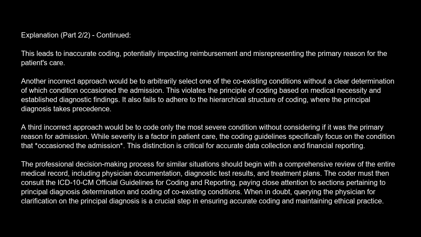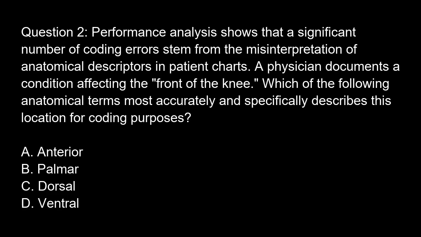The professional decision-making process for similar situations should begin with a comprehensive review of the entire medical record, including physician documentation, diagnostic test results, and treatment plans. The coder must then consult the ICD-10-CM official guidelines for coding and reporting, paying close attention to sections pertaining to principal diagnosis determination and coding of coexisting conditions. When in doubt, querying the physician for clarification on the principal diagnosis is a crucial step in ensuring accurate coding and maintaining ethical practice.